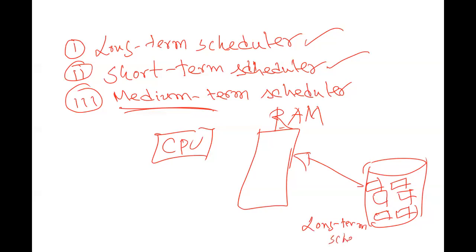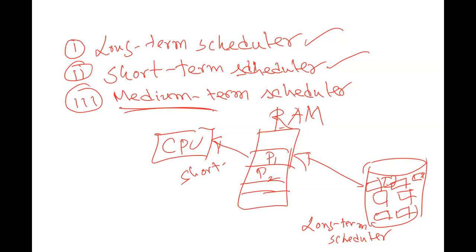So when a new process is created, how many processes will reside inside this RAM is done by your long-term scheduler. And the short-term scheduler decides which process will be executed next. This is decided by the short-term scheduler, from this RAM to the CPU.